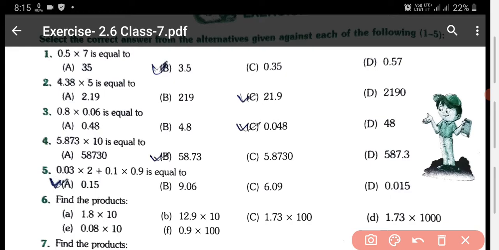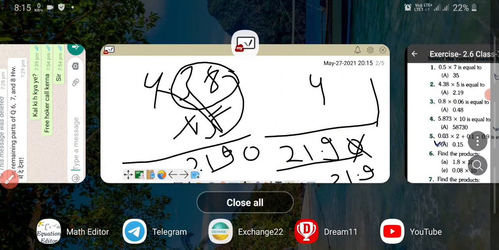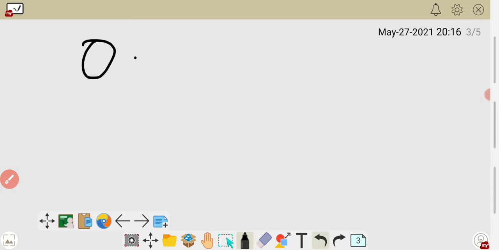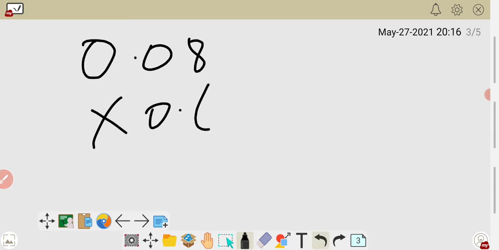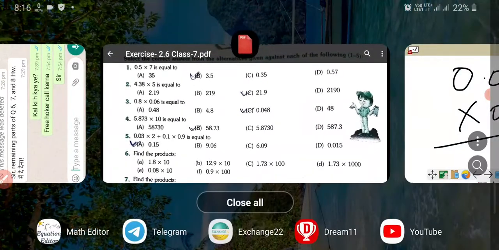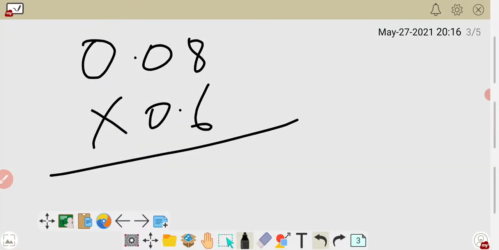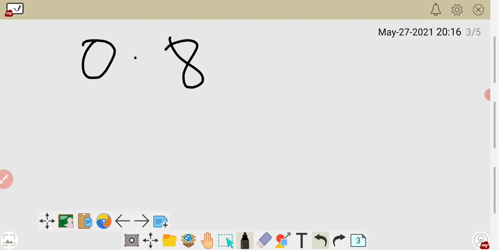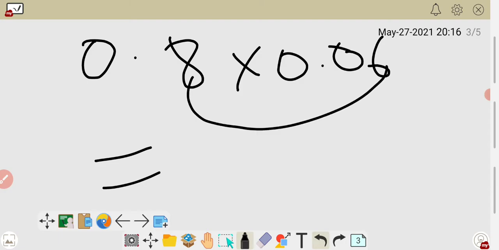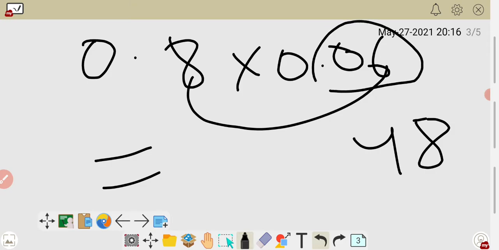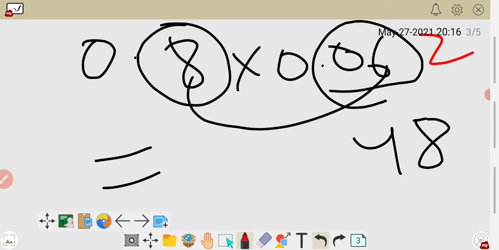The question is 0.8 multiplied by 0.06. Sorry, it is 0.8 only. So it is 0.8 multiplied by 0.06. Don't worry about the decimal, just multiply. 8 sixes are 48. Now after the decimal, how many digits are there? Here after the decimal 2 digits, and here after the decimal 1 digit, total 3 digits. So from the back side, put the decimal after 3 digits.